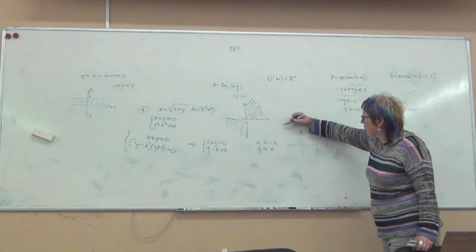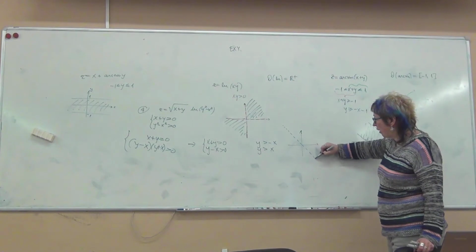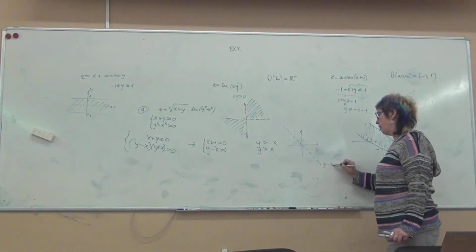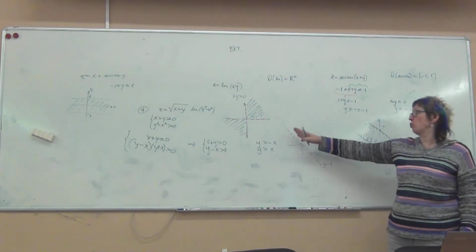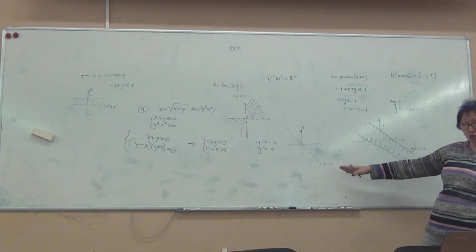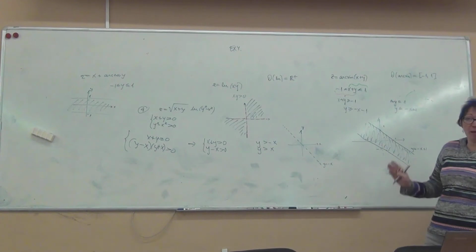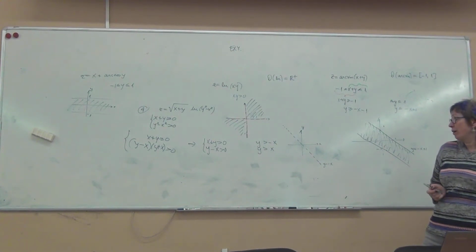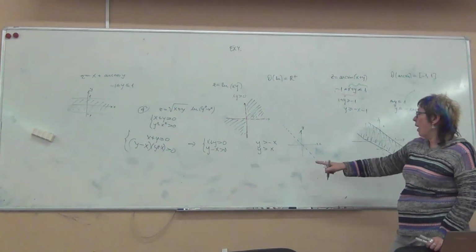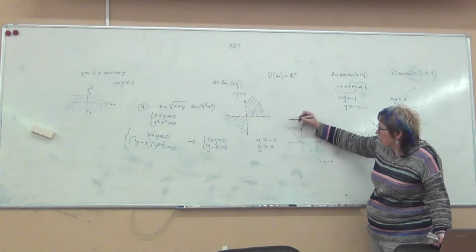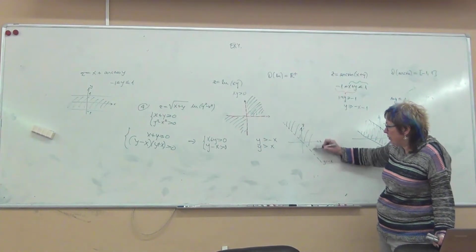Y equals minus x, it's this. Y equals minus x. I'm actually assuming that you understand why I can sketch the line exactly, immediately. I know what it looks like. You should do, but who knows. Okay, y is greater than minus x, so it's above this line.